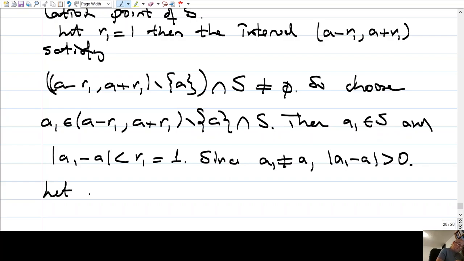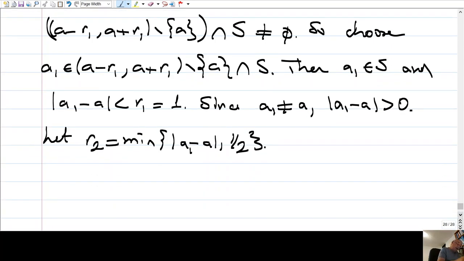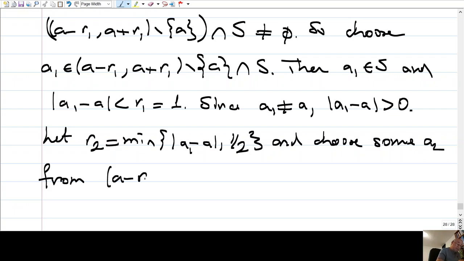Now let R2 be the minimum of this real number A1 minus A and 1 over 2. Whatever is smaller, I choose that real number and choose some A2 from this intersection. A minus R2, A plus R2 minus A intersection S. I know that this intersection is never empty, therefore I can choose some A2.